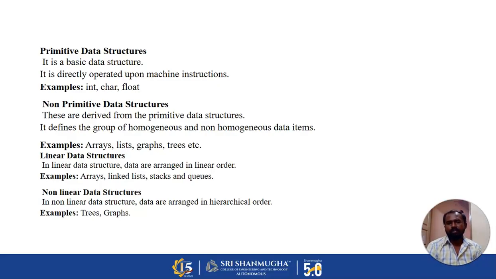Linear data structures. What is a linear data structure? In a linear data structure, the data are arranged in linear order. Examples are array, linked list, stack, and queues. Non-linear data structure. What is meant by non-linear data structure? In non-linear data structures, the data are arranged in hierarchical order. Examples: trees and graphs.